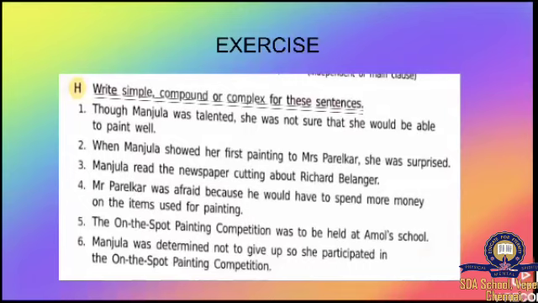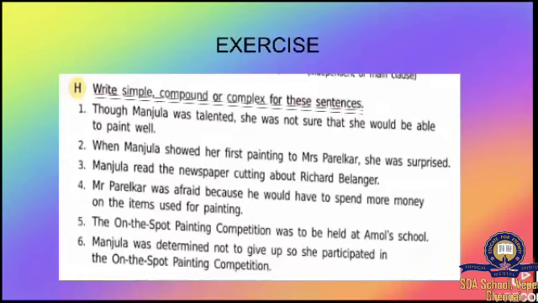Moving on to the second one. When Manjula showed her first painting to Mrs. Palkar, she was surprised. Here, we are combining an independent clause and a dependent clause using the word when. So what is it? Yes, it is also a complex sentence.